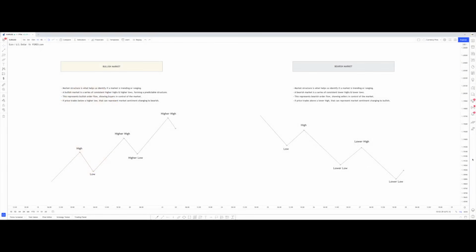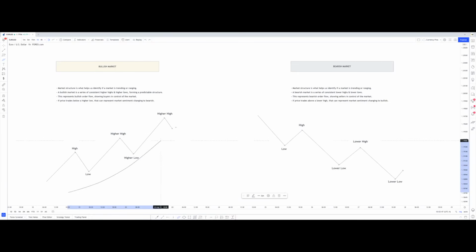Okay, let's talk about market structure. Market structure is the foundation of any trading strategy, and it's absolutely crucial to be able to understand it and identify it as you approach each trading day. Market structure is what helps us identify if a market is trending or ranging, right?